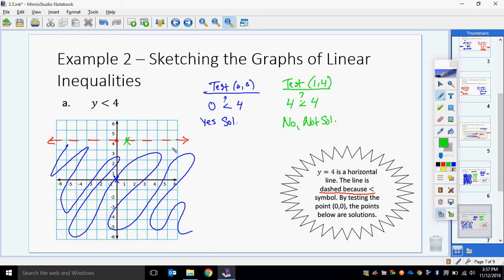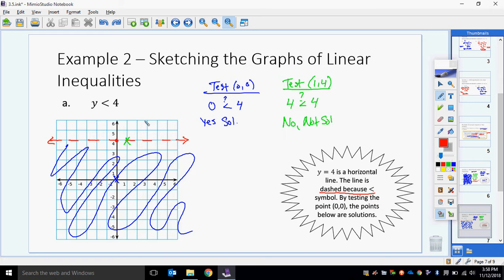A solid line represents any point on the line as a solution. But a dashed line represents that each one of these won't work. It's just going to be false when I plug them in. So that's the reason for the dotted line, and it's going to be that way anytime you have a less than symbol.